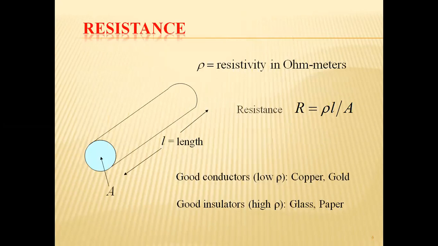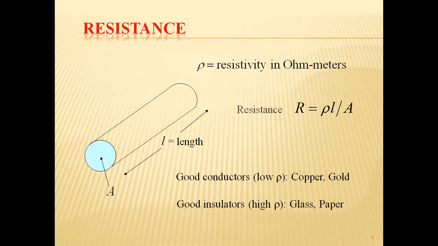Then a little bit of introduction about resistance. What is resistance? As you can see in this figure, it is a conductor having length L and cross-section area A, and rho is the resistivity in ohm meter. So resistance is defined by the equation R is equal to rho L by A, where rho is the resistivity, L is the length, and A is the area of cross section.